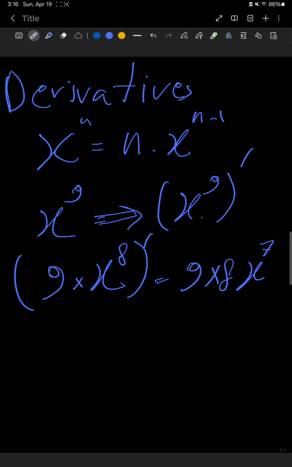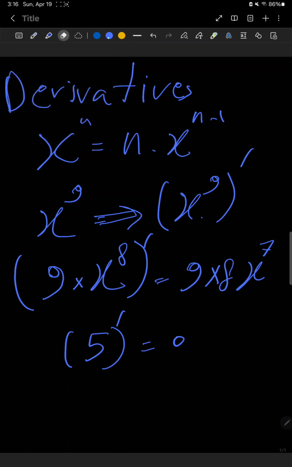What is the derivative of any constant number? It is always 0. So 5 prime equals 0. A million prime also equals 0. The derivative of a constant number is always 0. This is the first derivative.